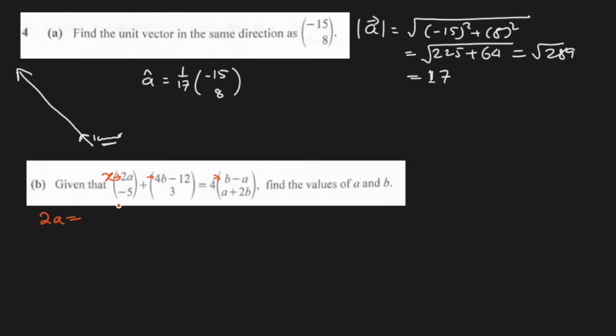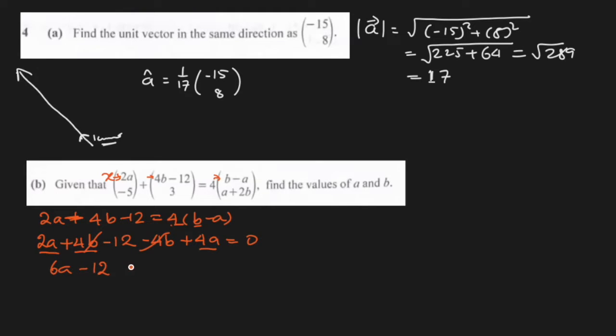2a plus 4b minus 12, not equal to, plus. There's a plus in between. 4b minus 12 equal to 4 times b minus a. So what do we get here? 2a plus 4b minus 12, and let's bring this also here. 4 times b will be 4b, but when it comes to the left, minus 4b. 4 times minus a is minus 4a, but on the left side it will be positive 4a, and nothing is left on the right side. So 2a plus 4a is 6a, 4b minus 4b cancel out. Wow, so we got our answer straight away.